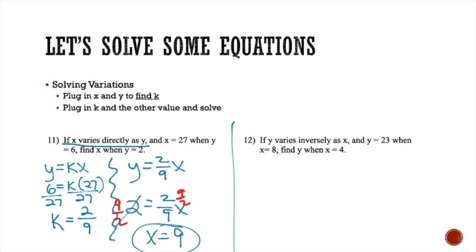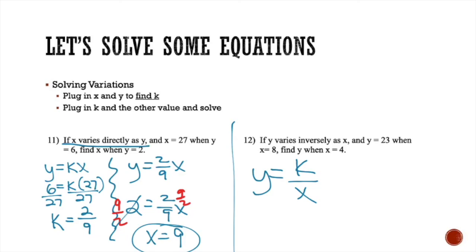Here, number 12. If y varies inversely as x and y is 23 when x is 8, find y when x is 4. So, what's my equation for y varies inversely as x? Y equals k over x. All right, here we go. Now we have to find what first? K. How do I find k? Plug in the 23 and the 8.